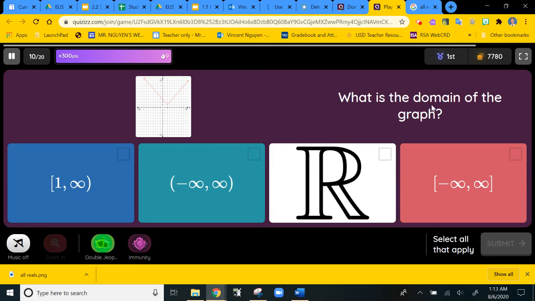So anyway, what is the domain of this graph? Oh, do you know what this big R means? It stands for the set of all real numbers, right? The set of all real numbers. It just means everything. It just means all of the values.